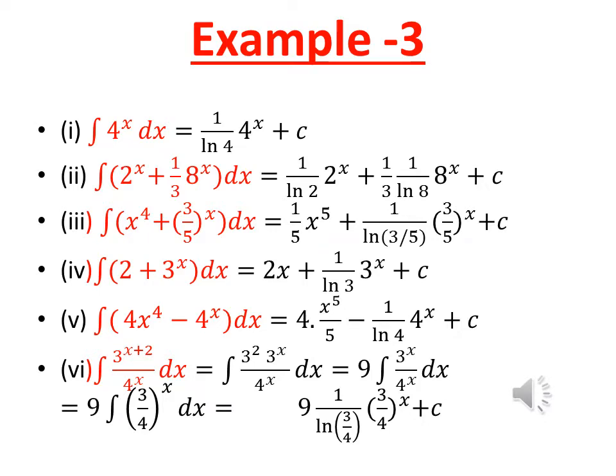Number B: integration of 4x power 4 minus 4 power x dx. Distribute the integration. 4x power 4: x power 4 gives x power 5 over 5, minus the constant power x, 4 power x, which is 4 power x divided by ln 4, plus c.